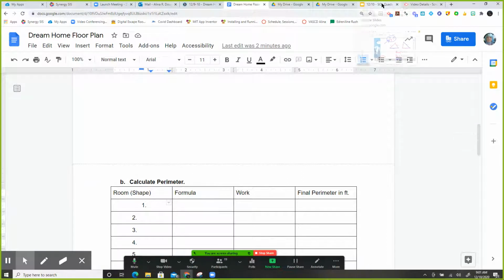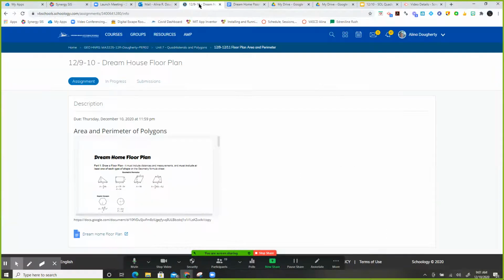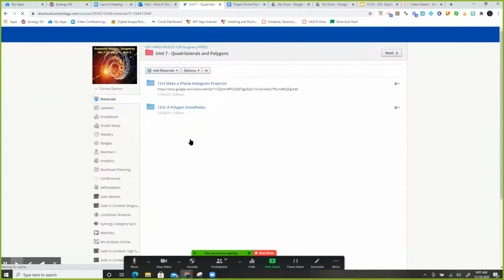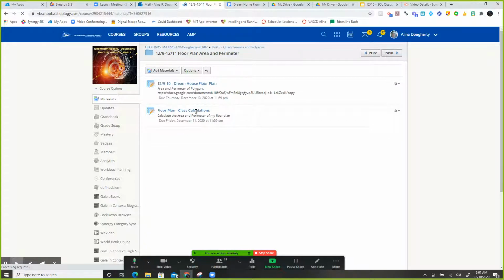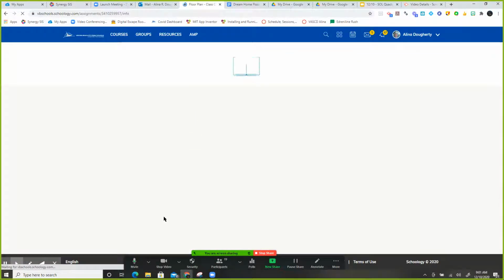And I have an example somewhere. Where's my example? I clicked too far out. So I'm going to have to go back in. There's an example in the next assignment that we're going to do tomorrow. So if you want to open this up, you can kind of see what I'm looking for.